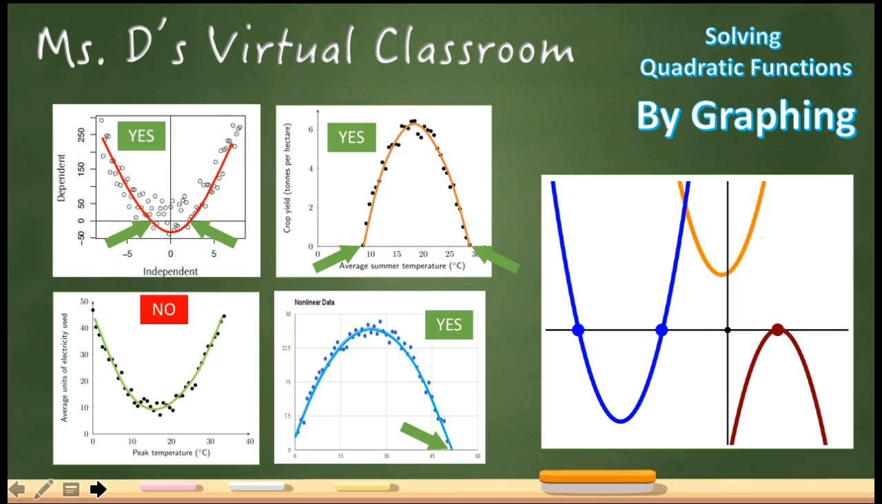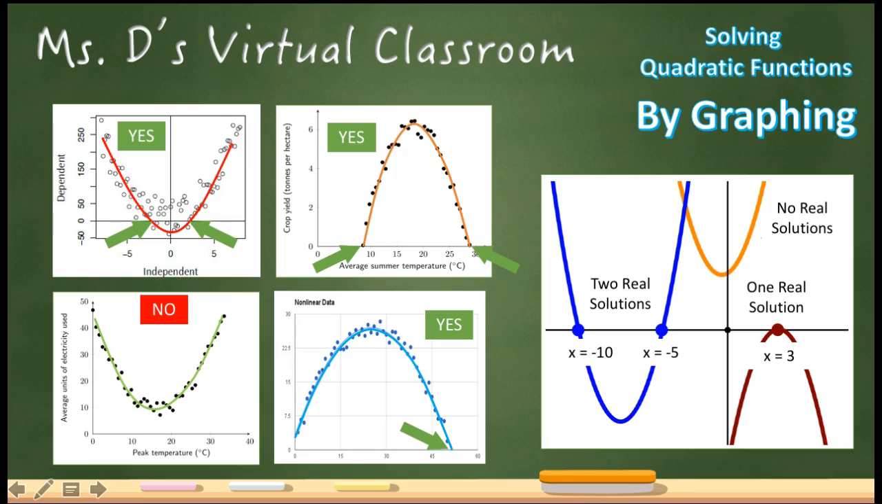If it crosses the x-axis twice, then there are two real solutions. If it crosses the x-axis once, then there is only one real solution. If it does not cross the x-axis at all, then there are no real solutions. However, there may be imaginary solutions, which we will discuss later. Also, because the solutions are x-intercepts, the solutions are written in terms of x.